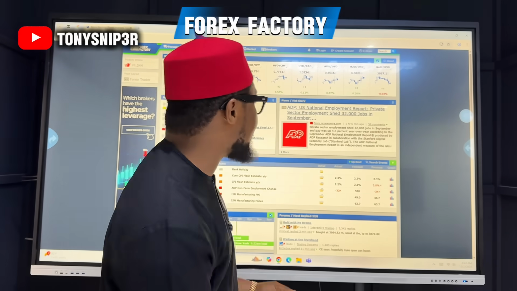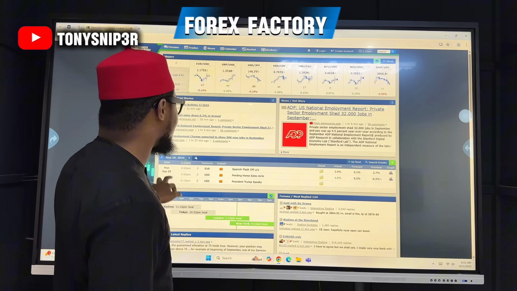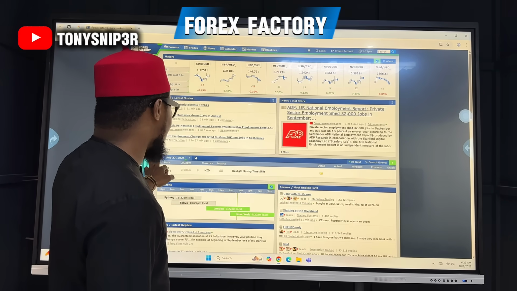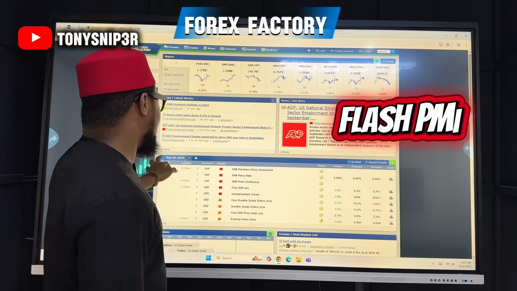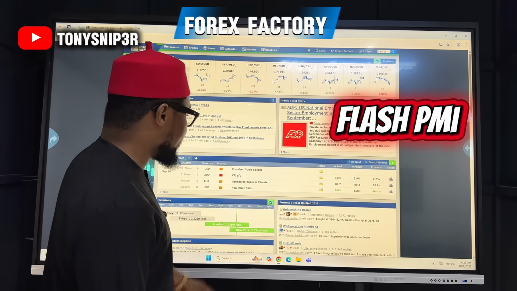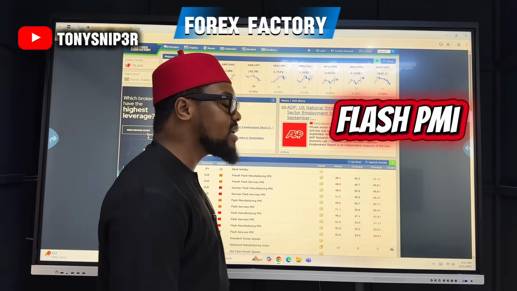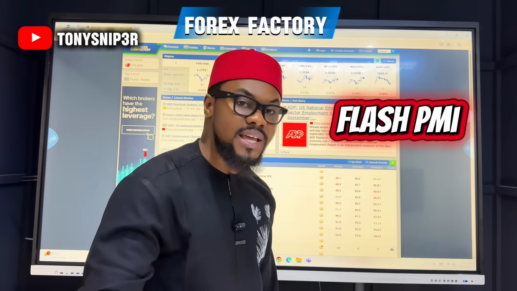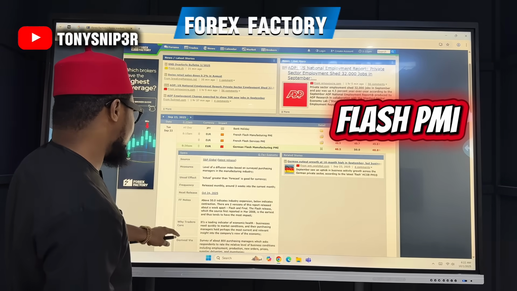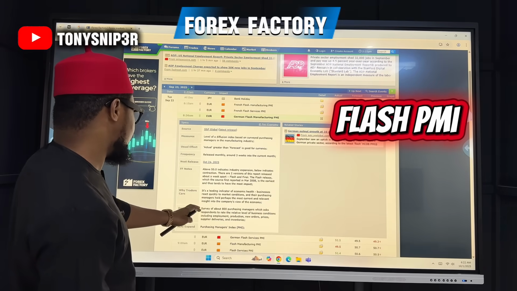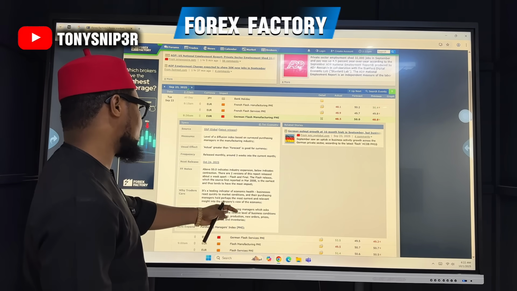Now I know there are some times when you've been trading and you came across flash PMI. Now I know you'll be wondering, what is flash PMI? Flash PMI simply tells you a pre-release data. Do you understand? You can see it here. It talks about how businesses react quickly to market conditions and their purchasing managers.